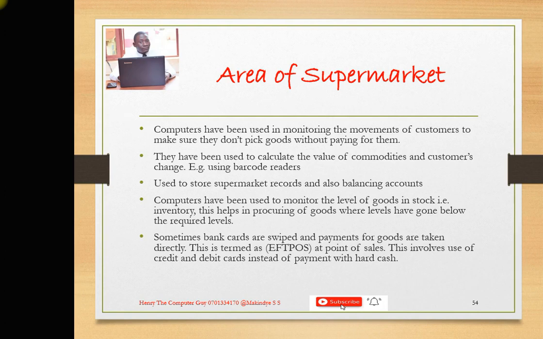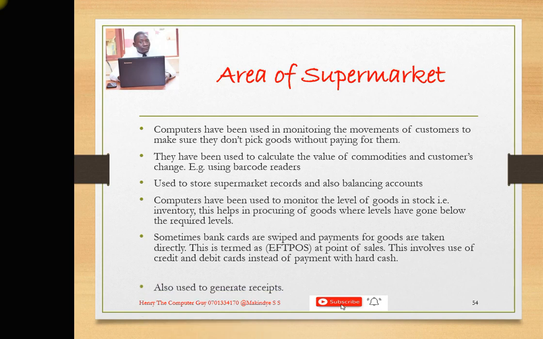You can go to the supermarket without physical cash, but you have a credit card. So the supermarket owner can use a computer to transfer the amount of money that you have on that card to pay the supermarket. So you don't need to move with physical cash always. In urban countries, people don't move with physical cash, but they move with credit cards. So money can easily be transferred from one person's account to another person's account with ease.